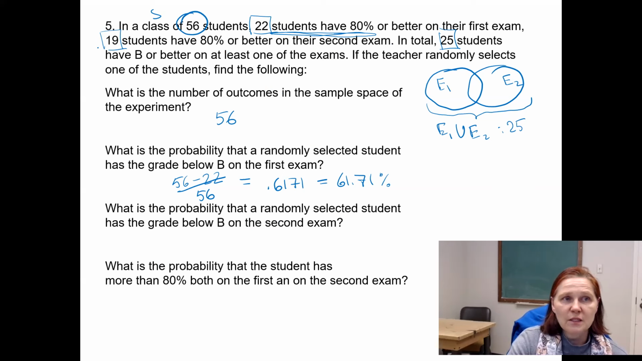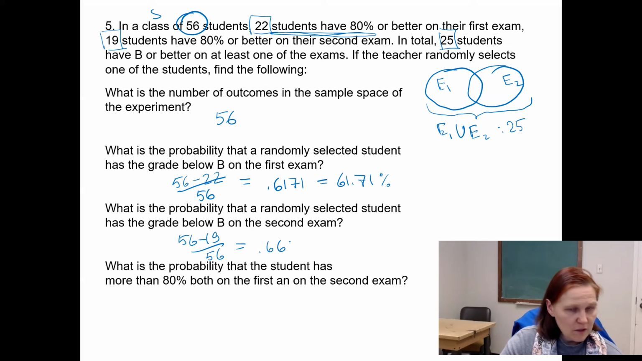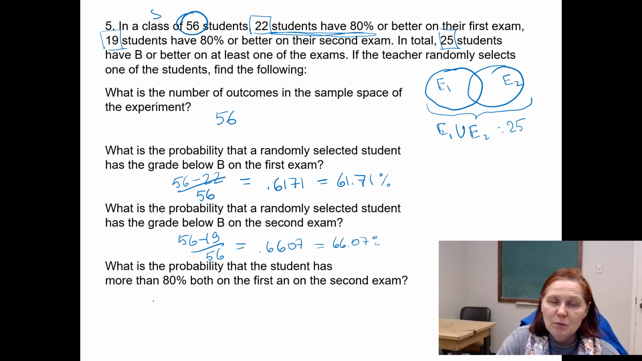Again, we have 19 students with B or A. So below B will be 56 minus 19 divided by the total, 0.6607 or 66.07%. The last question: what is the probability that a student has more than 80% on both on the first and on the second exam? So it means we are interested in this part, the intersection of the two exams.